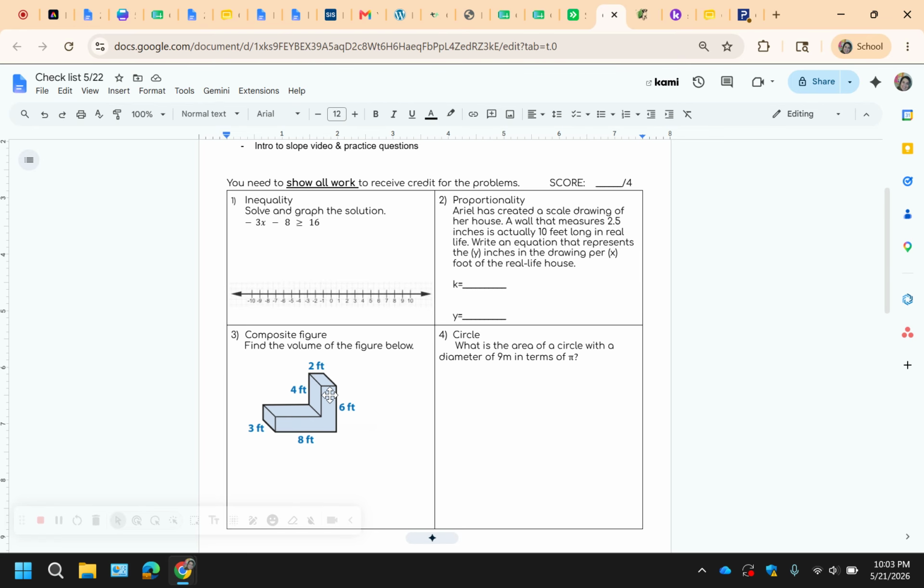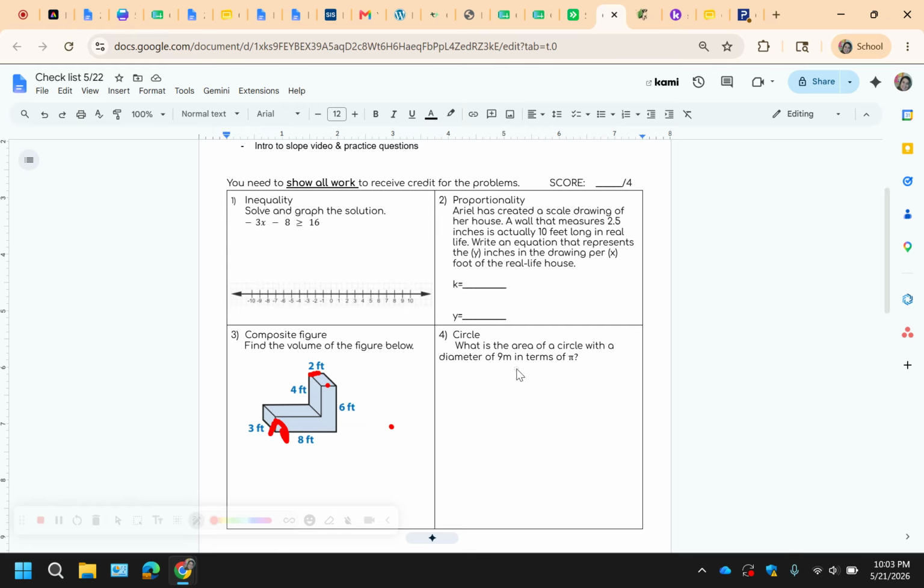Okay, composite figure. Use the information you have, and then you need to find some of the other information, like what's the height over in, okay, so what would the height be right here? You will need to know that. If this is 2 feet here, remember that's 2 feet there as well.